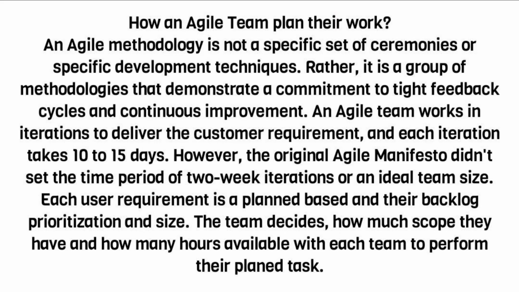How an agile team plans their work. An agile methodology is not a specific set of ceremonies or specific development techniques. Rather, it is a group of methodologies that demonstrate a commitment to tight feedback cycles and continuous improvement. An agile team works in iterations to deliver the customer requirement, and each iteration takes 10 to 15 days. However, the original agile manifesto didn't set the time period of 2-week iterations or an ideal team size. Each user requirement is planned based on their backlog prioritization and size. The team decides how much scope they have and how many hours are available with each team member to perform their planned task.